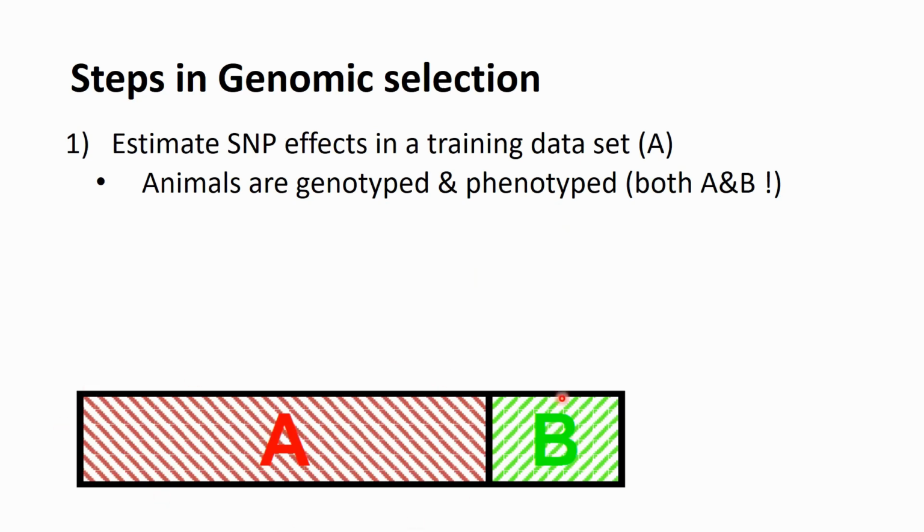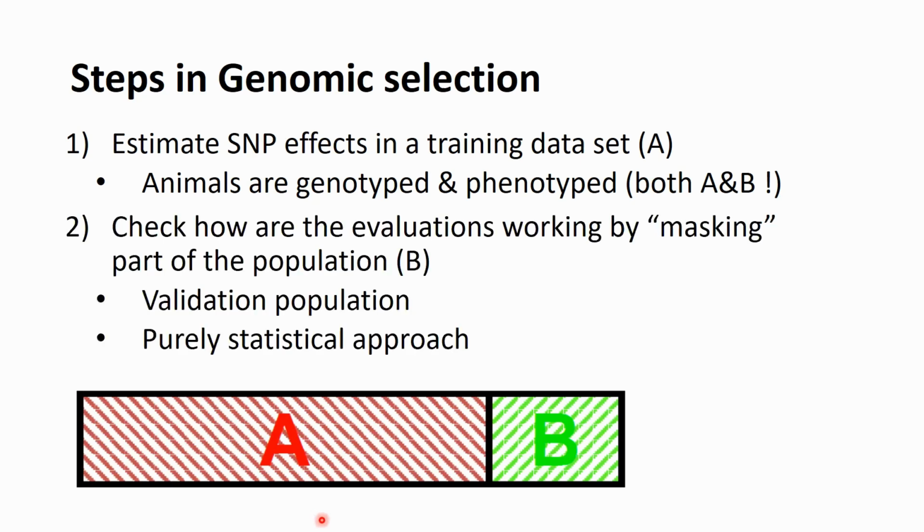So there is a bunch of animals here, and all of these have genotypes, let's say 50K, and also phenotypes for that particular trait that we want to improve or compute genomic breeding values for. Now we divide this population into two parts. The larger part, part A, is the so-called training data set. And part B is a bit special because we delete the phenotype information for this particular set. This is the so-called masking.